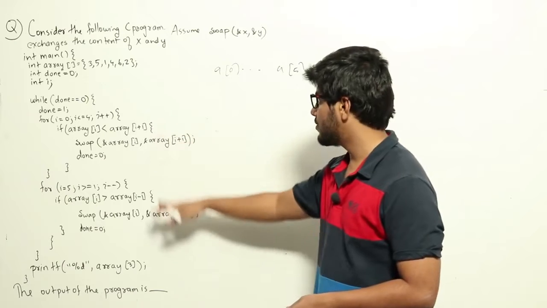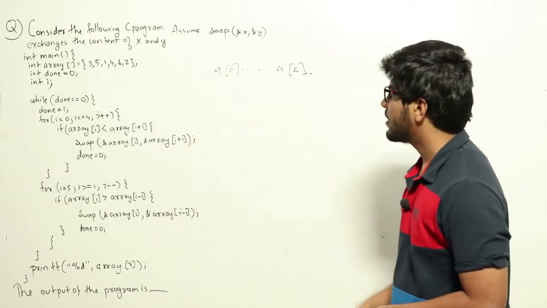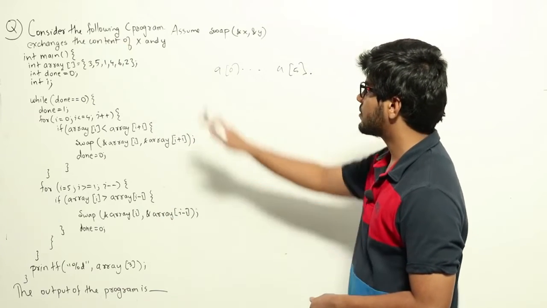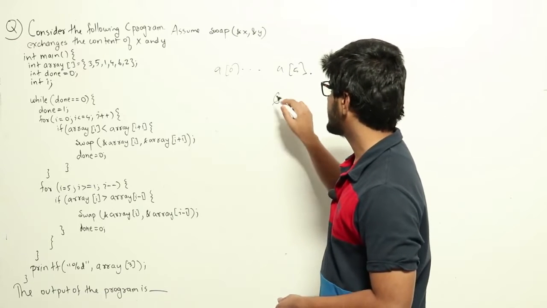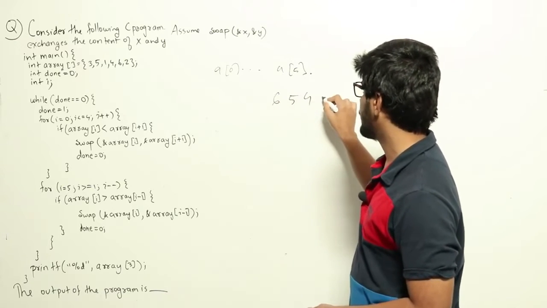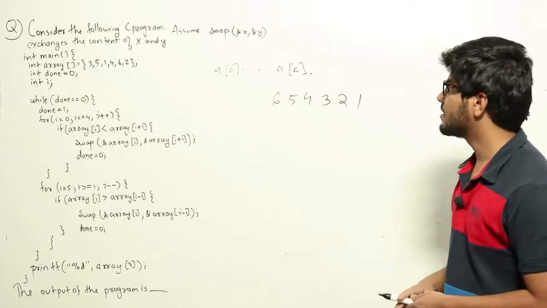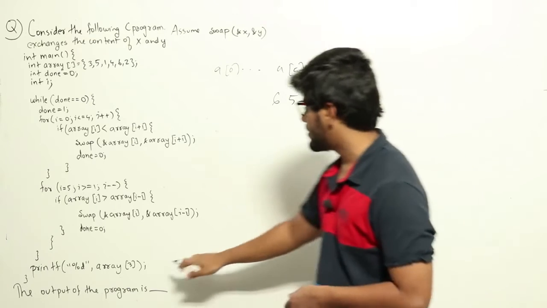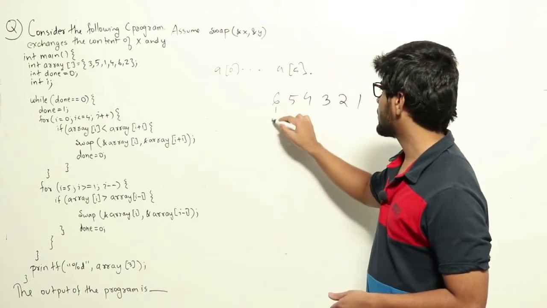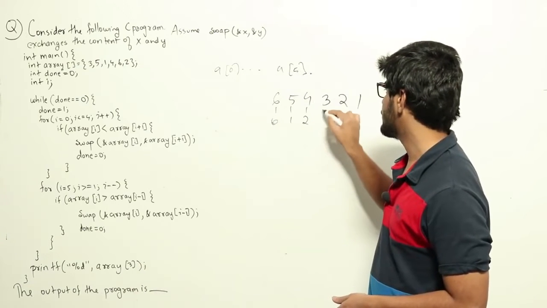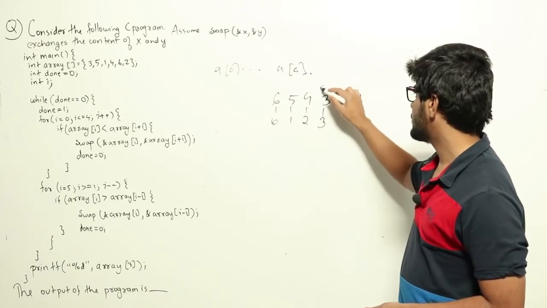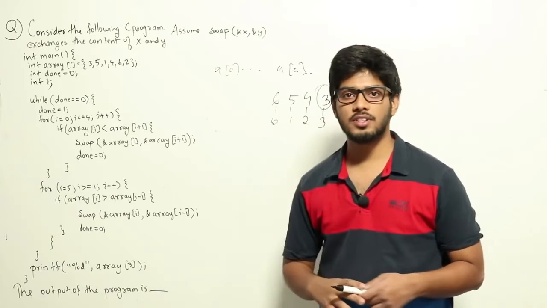So you can try this out in the array and you can see that it sorts the array in descending order. So at the end the array will look like this: 6, 5, 4, 3, 2, 1. This is what happens if we sort the array in descending order. And we are printing array of 3. So this is array of 0, this is array of 1, this is array of 2, this is array of 3. Array of 3 is 3. So the output is 3.